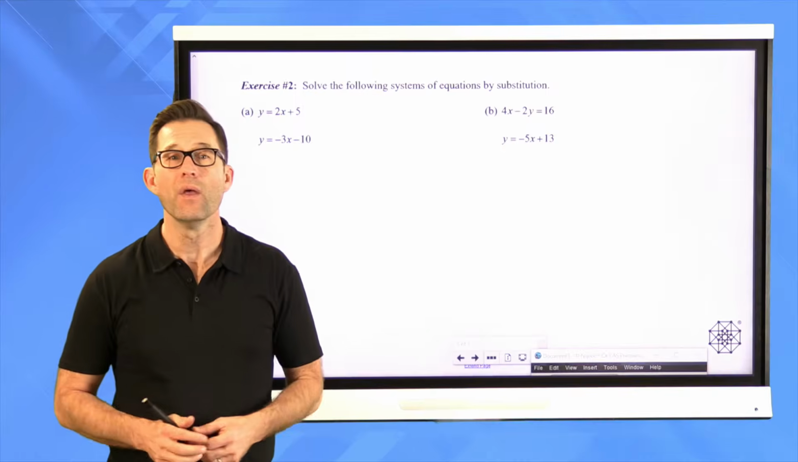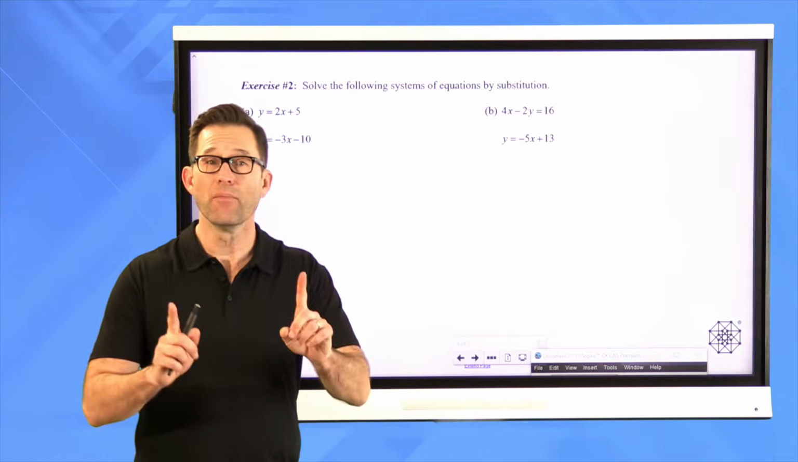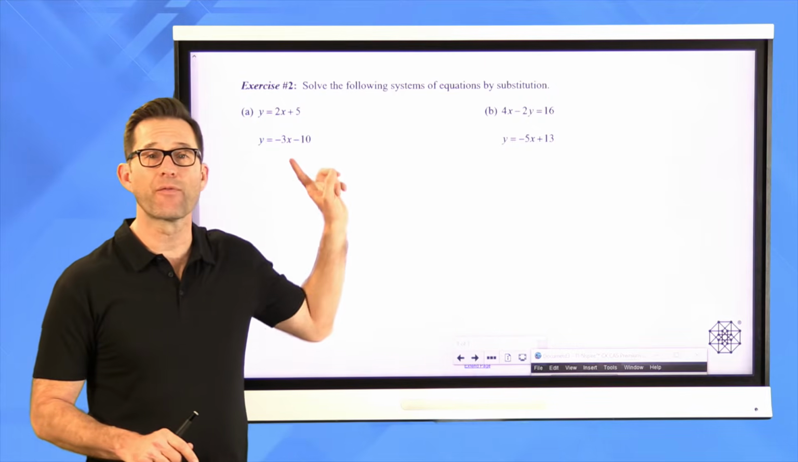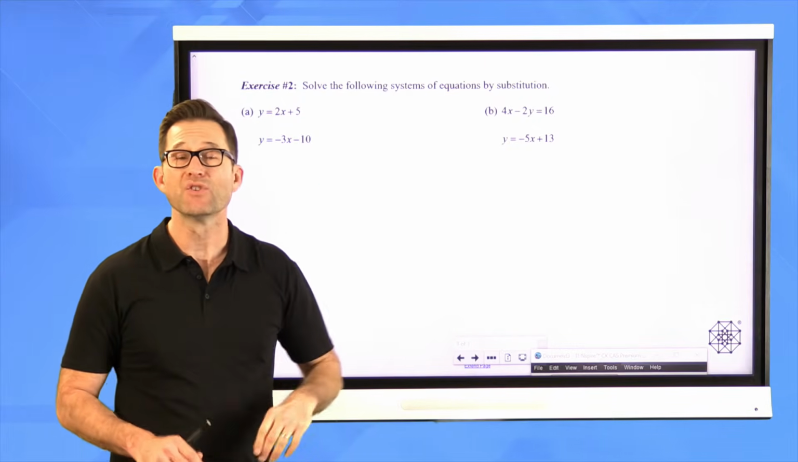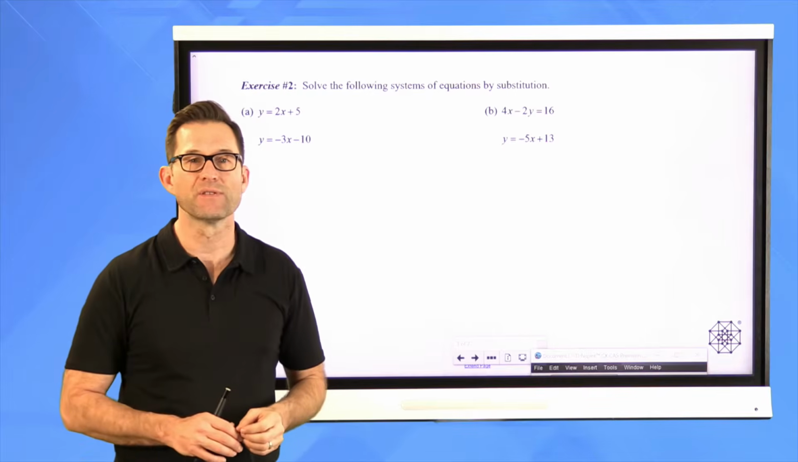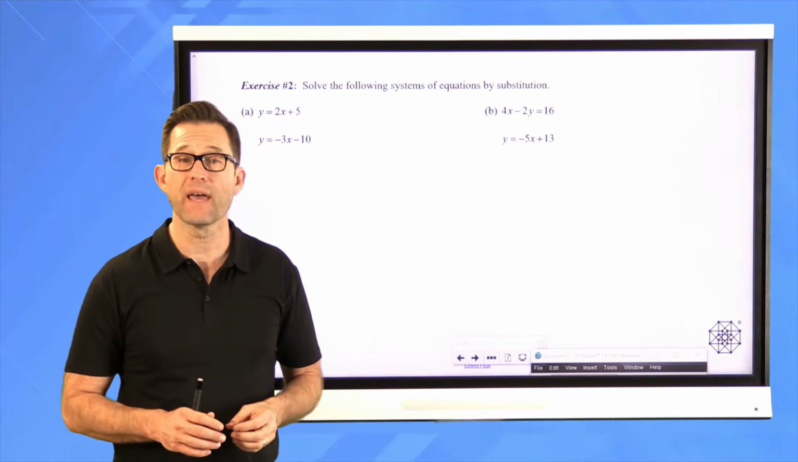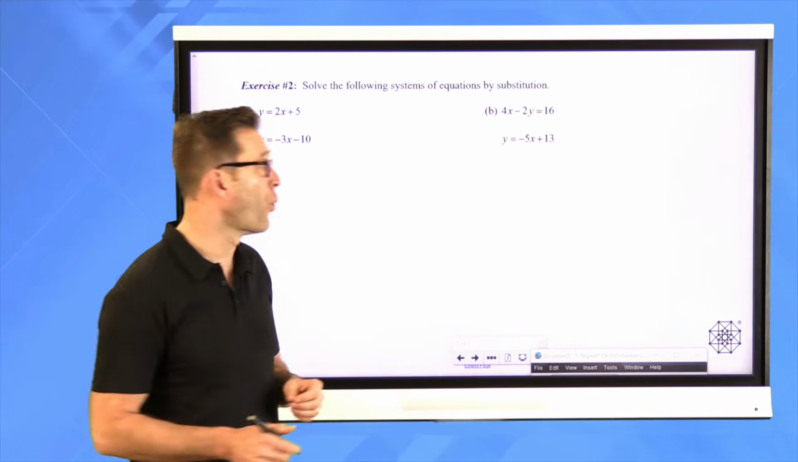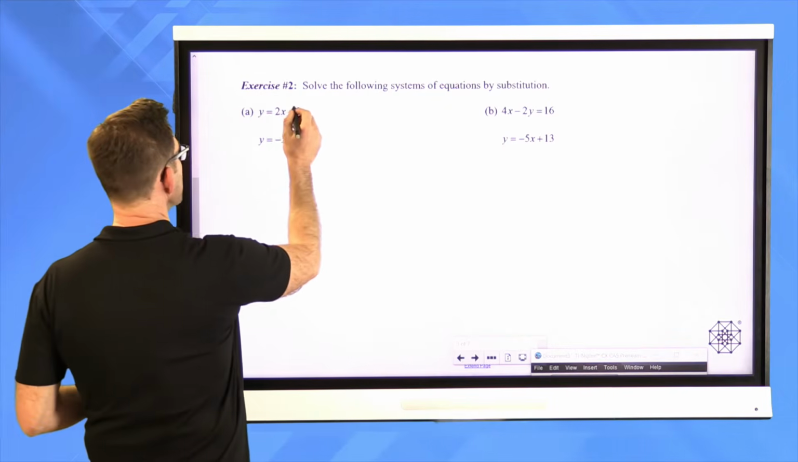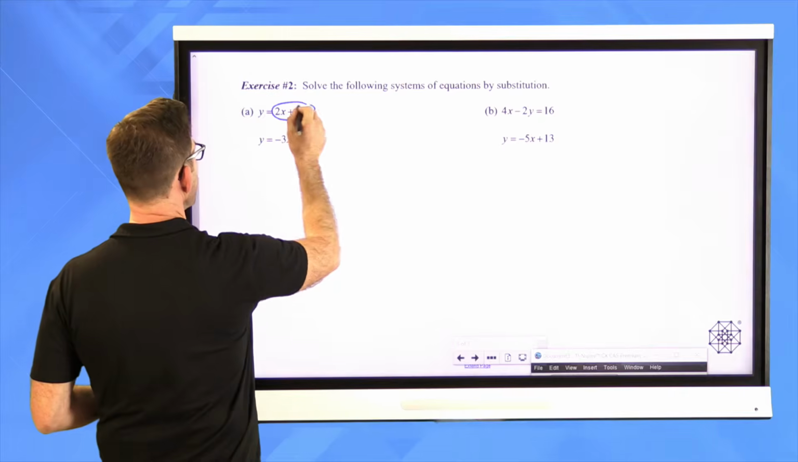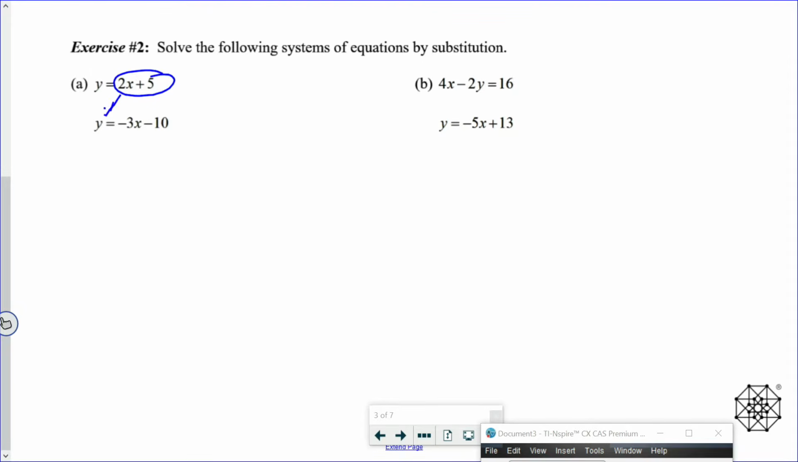All right, so I've got these two equations. Now notice, both of them are solved for the variable y. So y is equal to 2x plus 5, and y is equal to negative 3x minus 10. What I can do is for one of these two y's, I can substitute this in. So I'm going to take this 2x plus 5 and replace that y in the second equation with what y is equal to from the first equation.